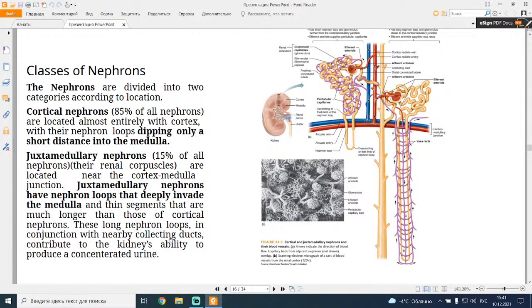Classes of nephron, classification of nephrons of the kidney. The nephrons are divided into two categories according to location. Cortical nephrons are 85% of all nephrons. They are located almost entirely within the cortex, with the nephron loop dipping only a short distance into the medulla.